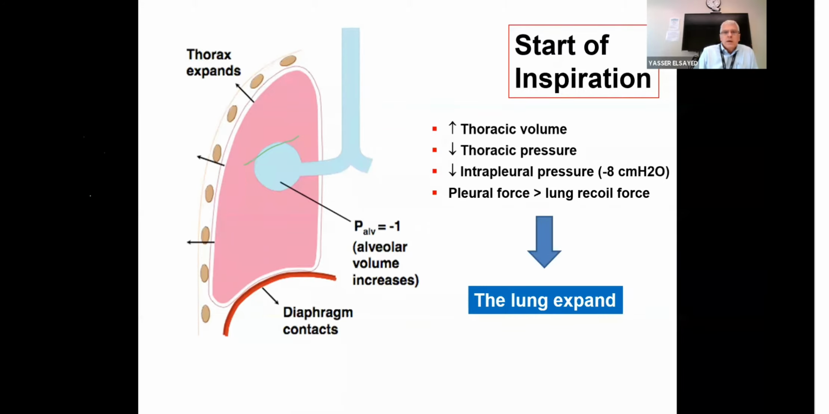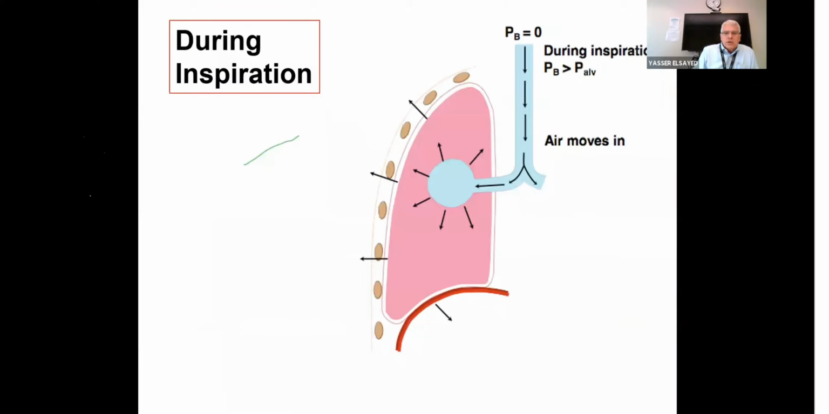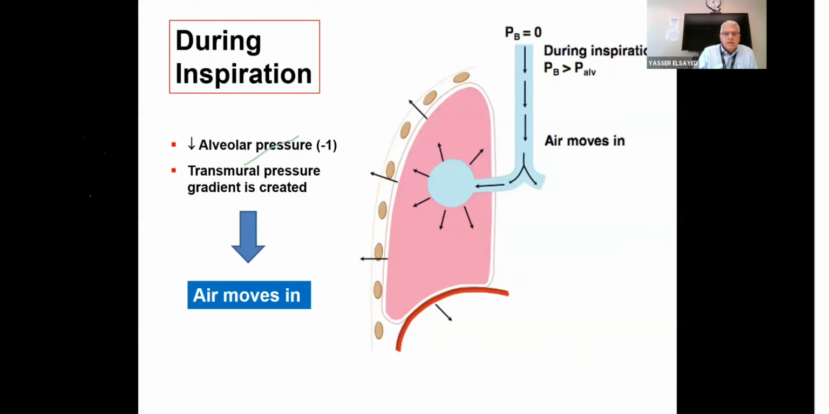Okay? Now, during inspiration, because the lung expands, the alveolar pressure becomes negative. So in relationship to the atmospheric pressure, now it is not 0 anymore, it's -1. So that produces a transmural pressure between the atmospheric and the alveoli. And then the air moves in.